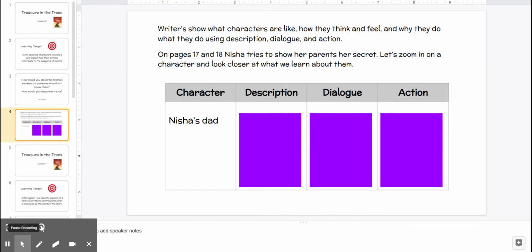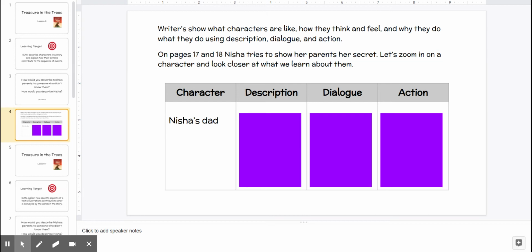So let's think back to the story. On pages 17 and 18, Nisha is trying to show her parents her secret. She's trying to get them to come with her to the tree. And on page 16, we learn a little bit about Nisha's dad. So I want you to be thinking about describing her dad. What are some things that he says? And what are some things that he does? What are his actions? And what does that kind of tell us about him as a person?